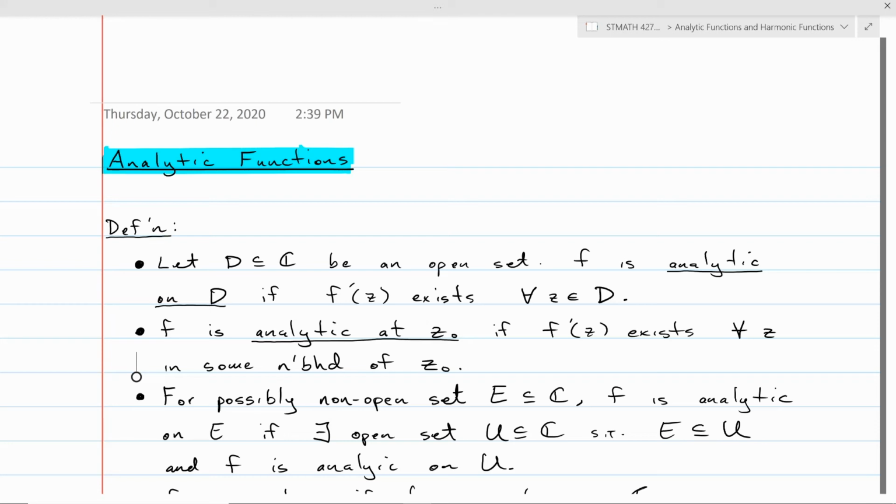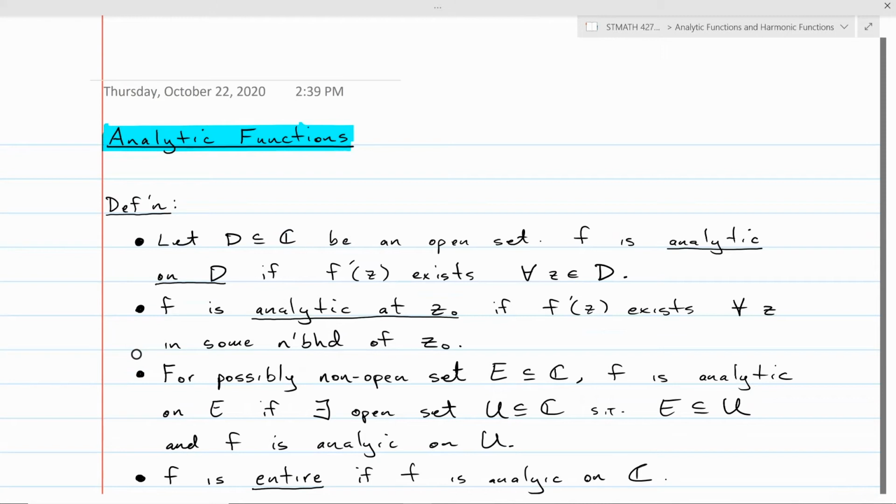Welcome back, complex students. The topic for today is analytic functions. So we have a slew of definitions to go through real quick.